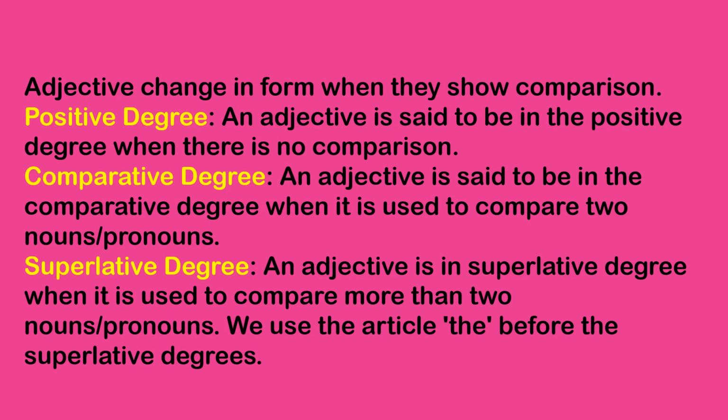So what is the superlative degree? An adjective is in the superlative degree when it is used to compare more than two nouns or pronouns. We use the article "the" before the superlative degrees. Always remember this. For example, we say, this is the biggest building in the society or in this area. So biggest is the superlative, and before that we are using "the".